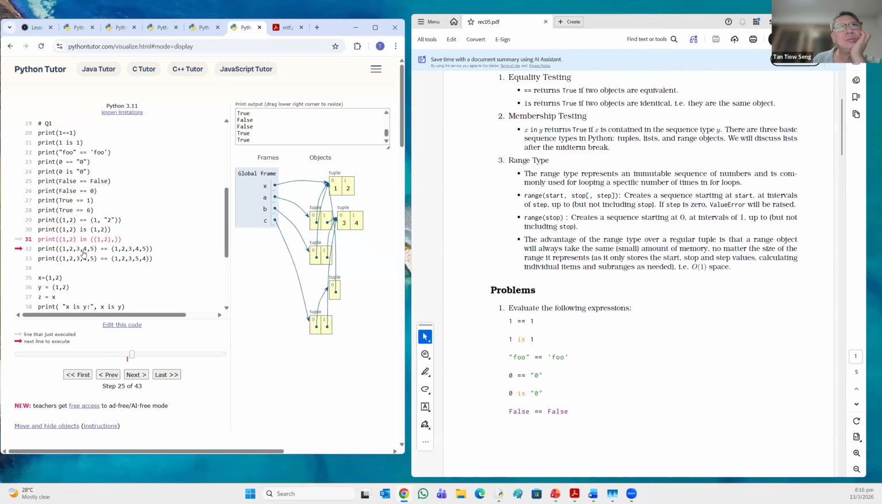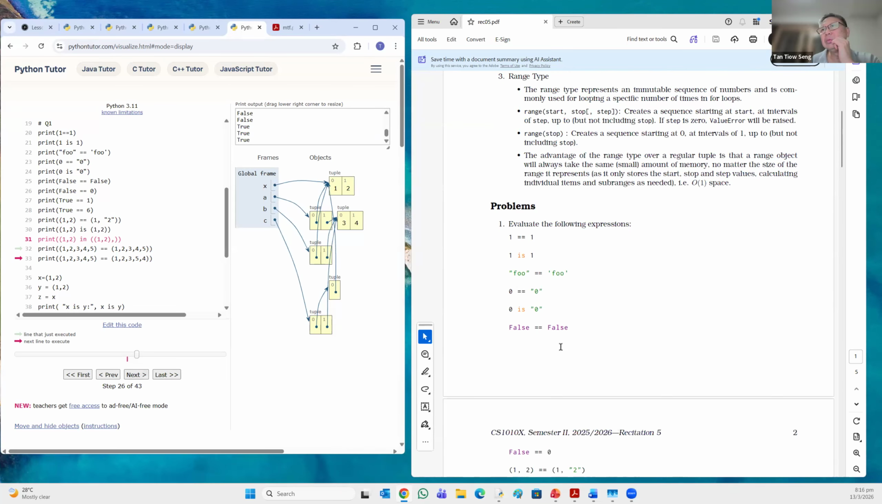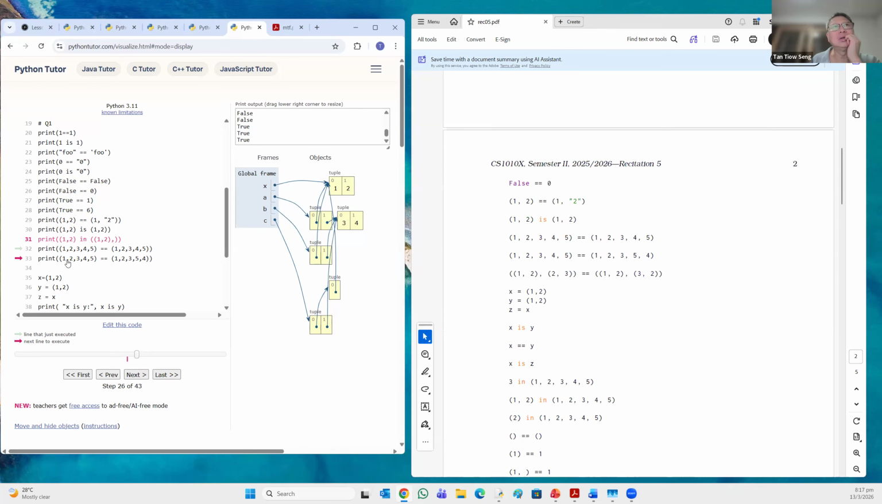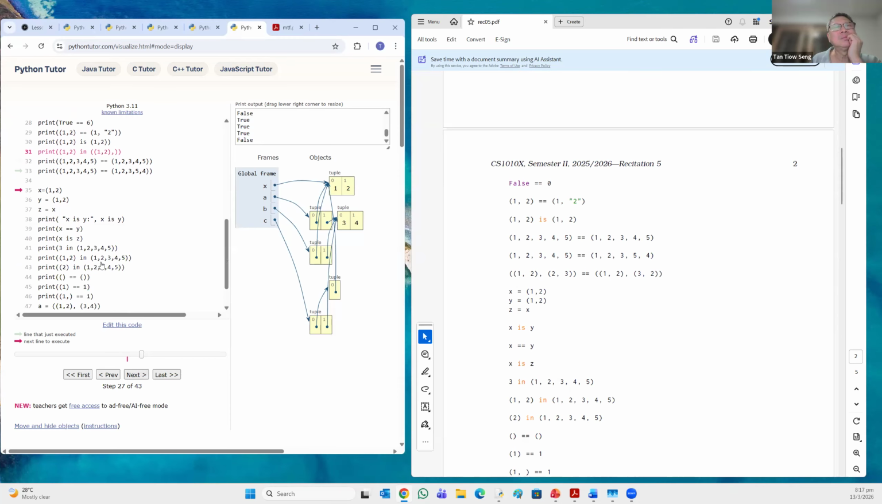1, 2, 3. True. This one. Order matters, so false. Correct. So 1, 2, 3, 4, 5 is not the same as 1, 2, 3, 5, 4. Next. X is this, Y is this, Z is this.